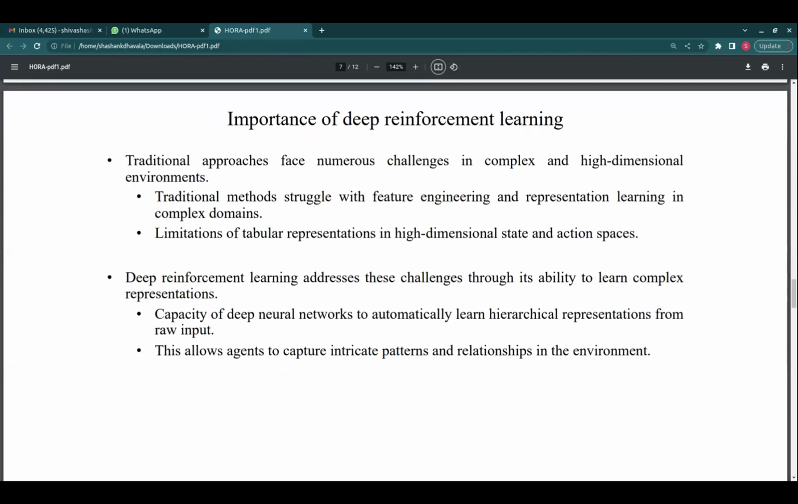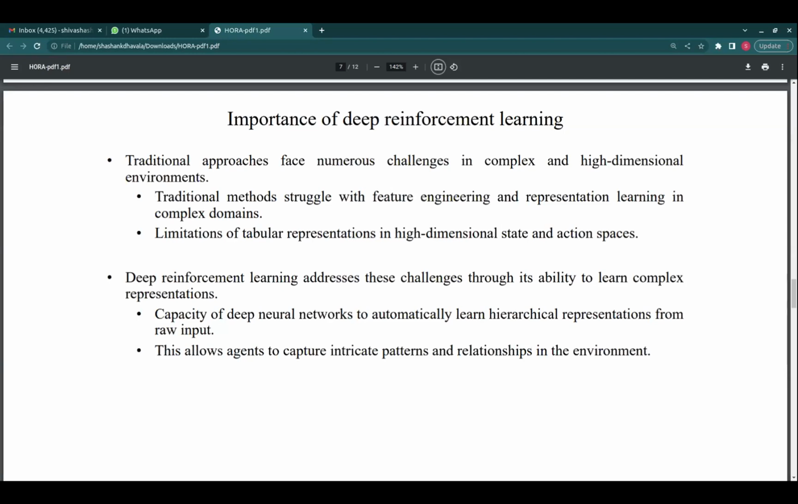So again, partly what we have discussed, but I think this is important to discuss why deep reinforcement learning is required to analyze how it is being used in the sector of video gaming, right? So what is the problem that exists? Traditional approaches face numerous challenges in complex and high dimensional environments. So the problem is with feature engineering and representation learning in complex domains. It becomes a manual, laborious, and a very slow process. The other problem is limitations of tabular representation in high dimensional state and action spaces. So this occurs in reinforcement learning, right?